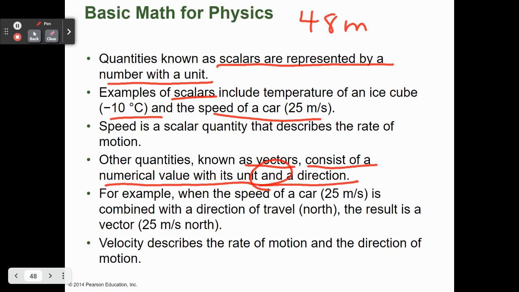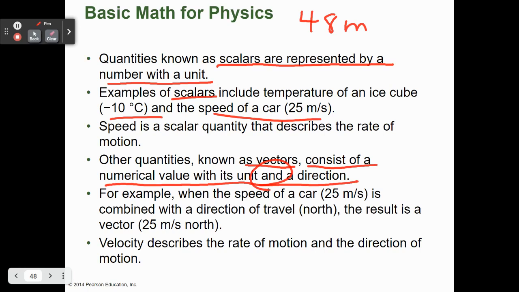Now, when I say north, that's kind of a vague direction, just north. When we do problems with these, not only are we going to have north or south or east or west, we're going to have degrees associated with it. You might be going 50 degrees north, 40 degrees, whatever. So we're going to get kind of specific with that later on.